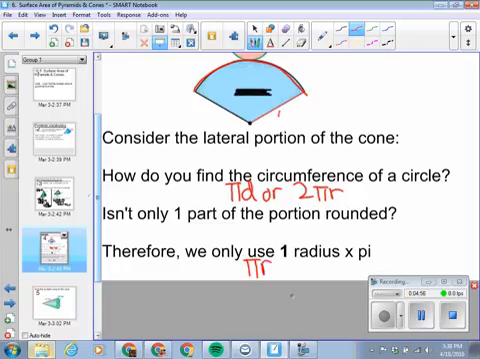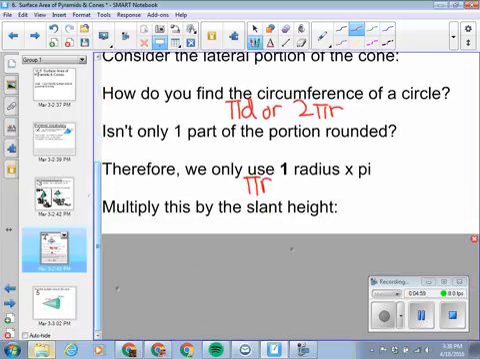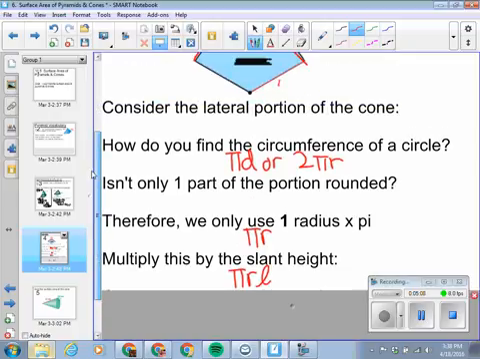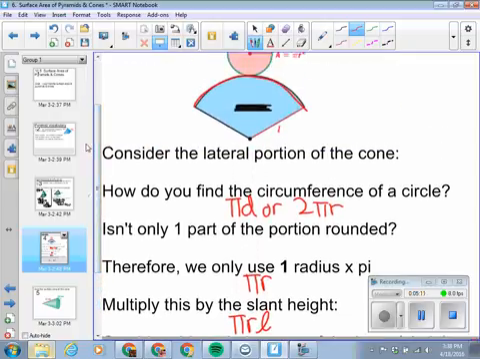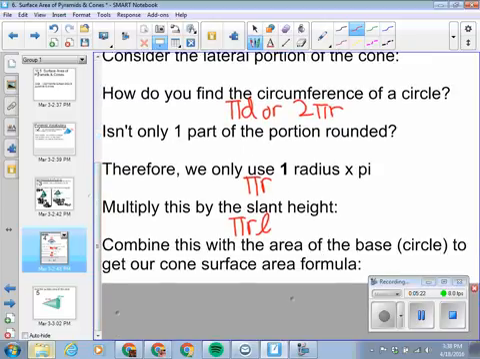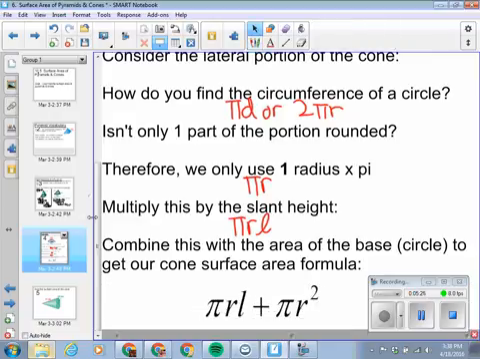So we'll say pi r. Then multiply this by the slant height, so pi r times L. So we're kind of doing it like a rectangle where we do base times height. There's our slant height times that rounded part. That will give us the lateral area. Combine this with the area of the base, which is a circle, and there's our cone surface area formula: pi r L plus pi r squared. As with circles, I recommend writing this formula down and then just plugging in what's given to you.